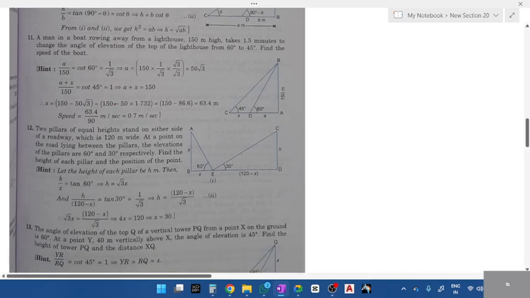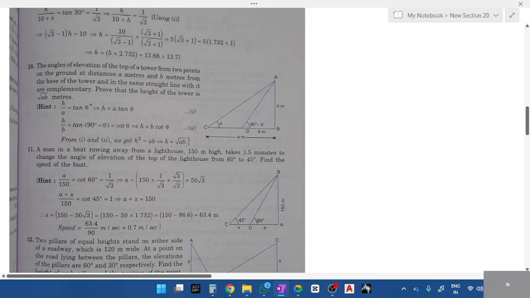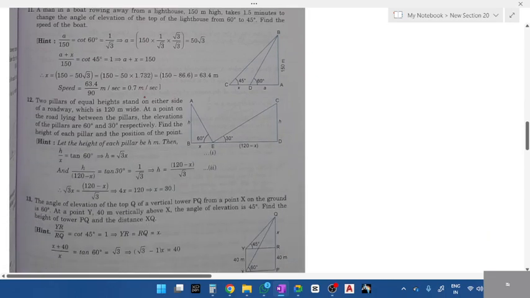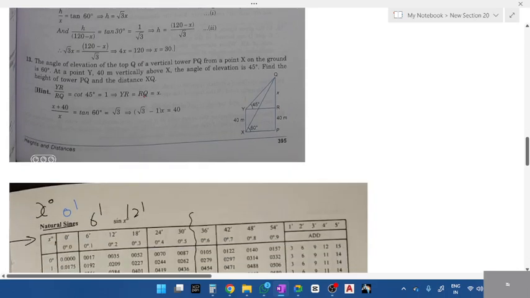10th one is given. How is it? Is it like proving? No values are given. Proving question. No, no, proving. Solve question. Okay. Prove that the height of the tower is square root. That question is going to be tough.